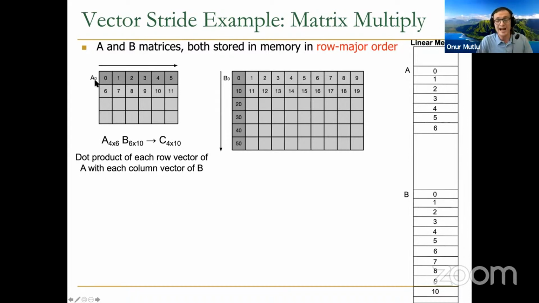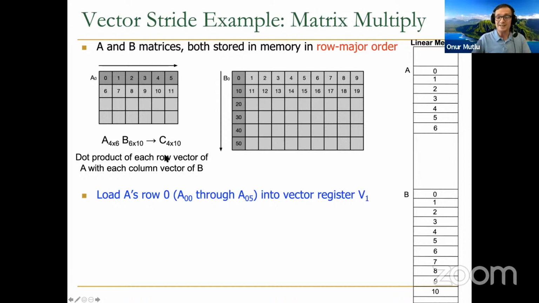So if you're actually doing the multiplication, you're doing the dot product of each row vector of A with each column vector of B and storing the result in one element of C. To be able to do that, you need to load first A's row 0 into vector register 1, 6 elements.